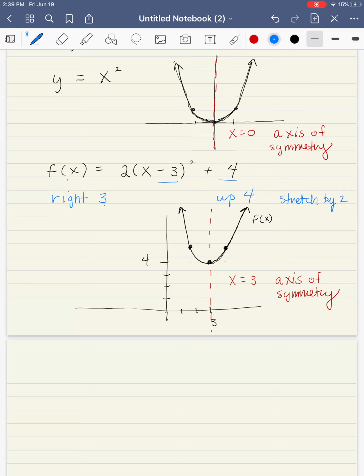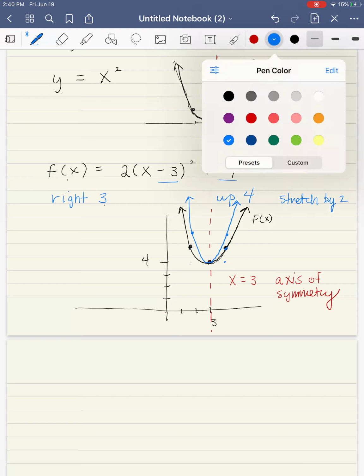So that means that instead of going over to the right 1 and up 1, I would go over to the right 1 and up 2 units, and to the left and up 2 units. And I would have a graph that looks like that. Notice that my axis of symmetry has not changed here.